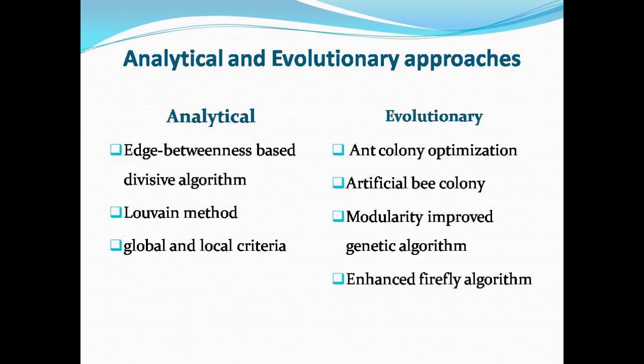Some of the analytical approaches are the edge-betweenness based divisive algorithm of Newman, and the global and local criteria of Martelot. Some authors have also used various evolutionary algorithms in the field of community detection. Some of them are ant colony optimizer, artificial bee colony, modularity improved genetic algorithm, and enhanced firefly algorithm.